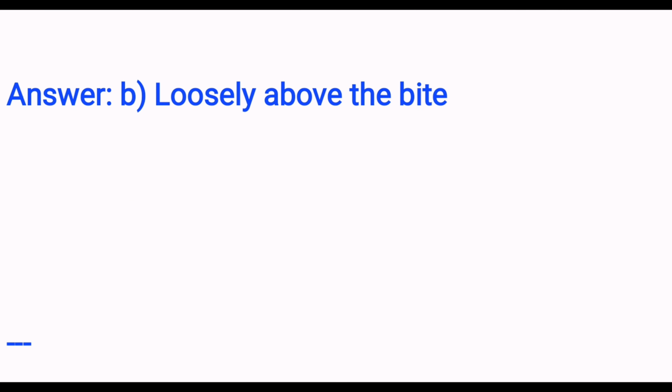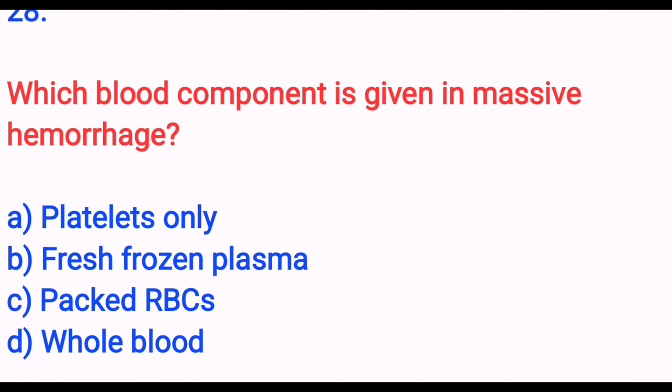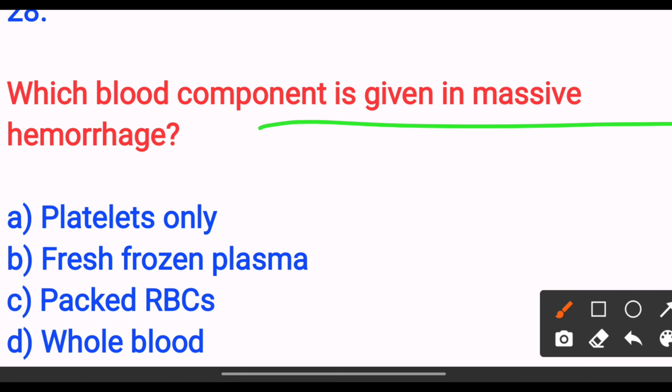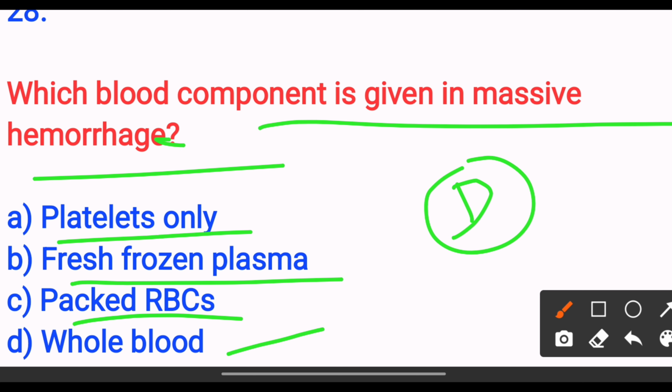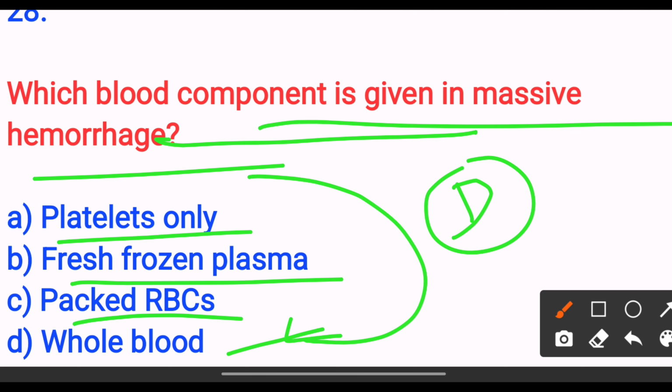Next, which blood component is given in massive hemorrhage? Option A, platelets only. Option B, fresh frozen plasma. Option C, packed RBCs. Option D, whole blood. The answer is option D. For massive hemorrhage, we are giving whole blood.